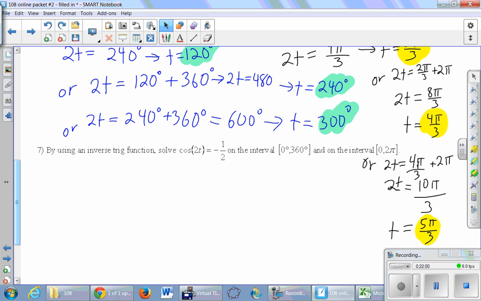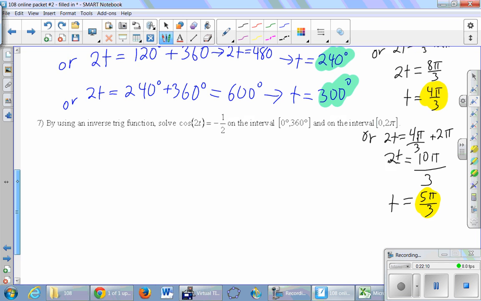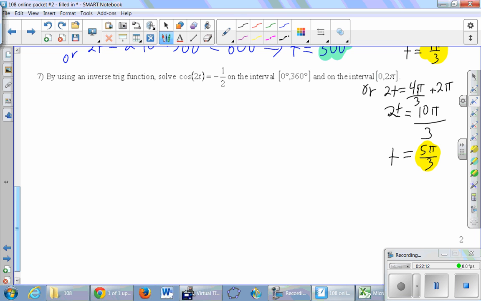Okay, 7. By using an inverse trig function, solve these things on these intervals. Okay, so this is what I think is our most important technique, using the inverse trig instead of using the unit circle, because hardly anything is on the unit circle. It just happens that we're looking at ones that are on the unit circle. But go ahead and write our equation, blank space, inverse trig in that blank space.